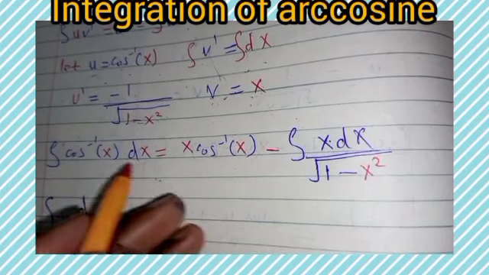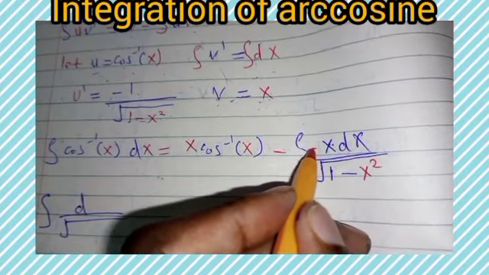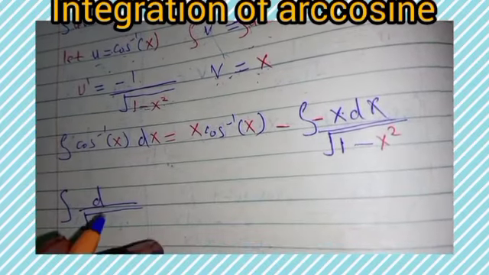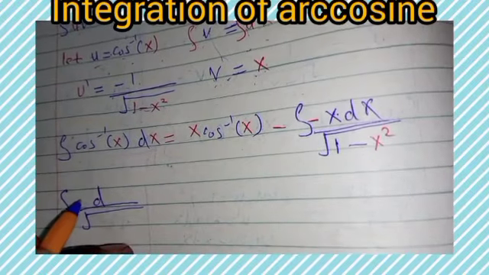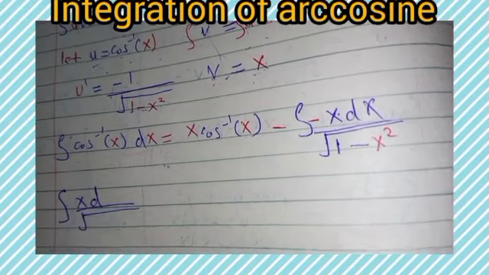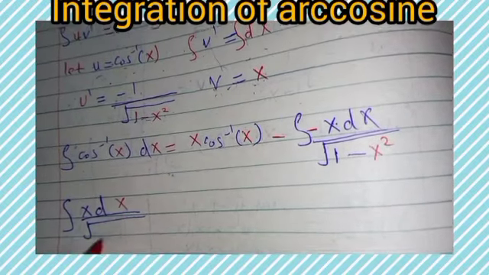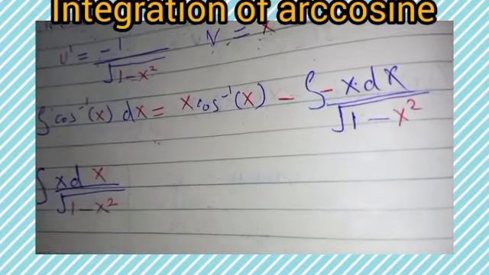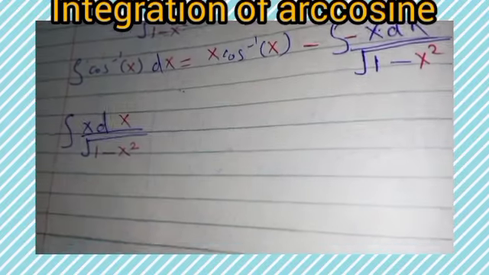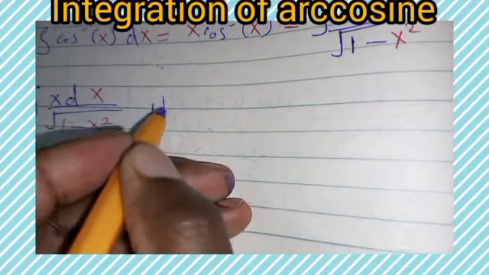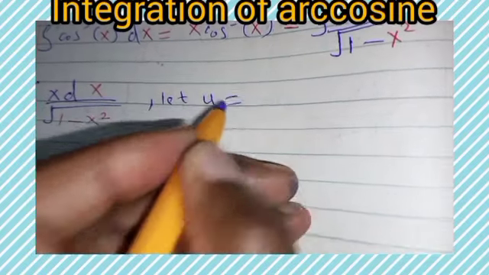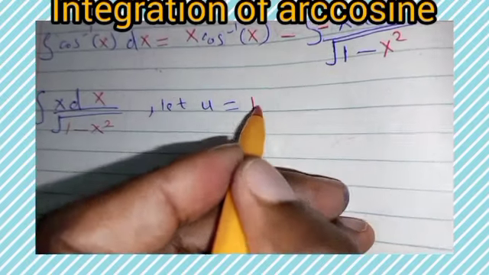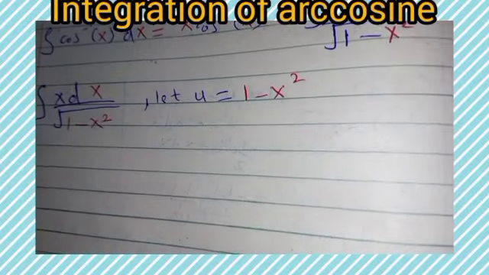Remember, when you are substituting, to include this negative here. So we want to integrate x dx divided by square root of 1 minus x squared. This part will be done by letting u be equal to what is inside the square root of the denominator, which is 1 minus x squared.